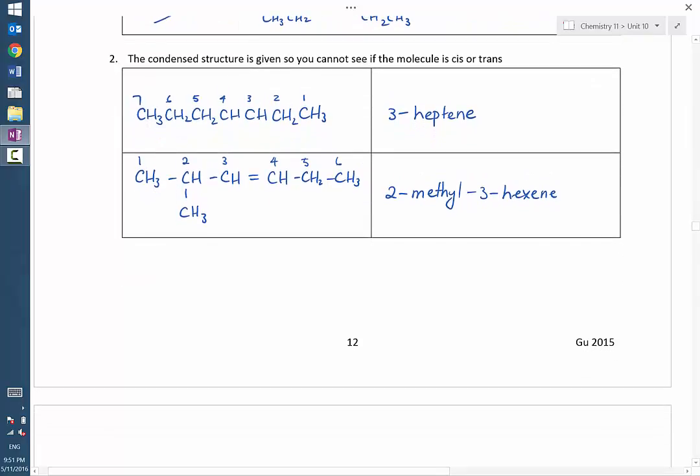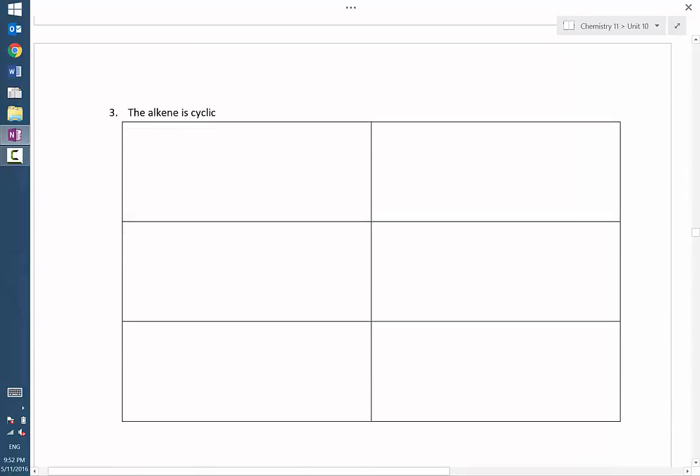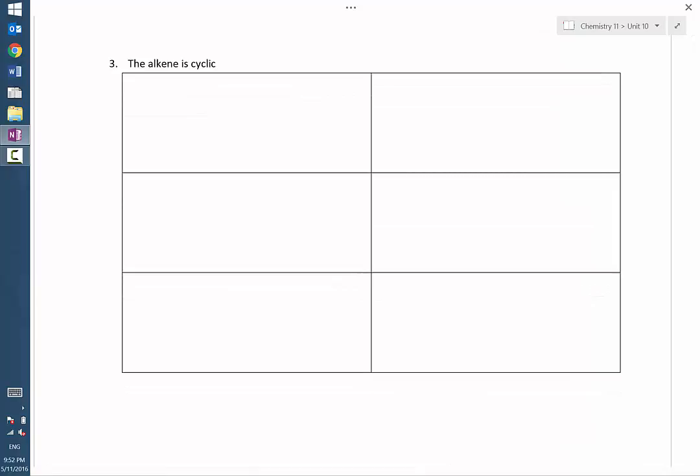Okay. The final situation where you cannot assign cis and trans is when the alkene is cyclic. Now again, cyclic means circle. Let's draw a cyclic alkene. Here's an example of one right there. Now, is it possible for that double bond to be trans?